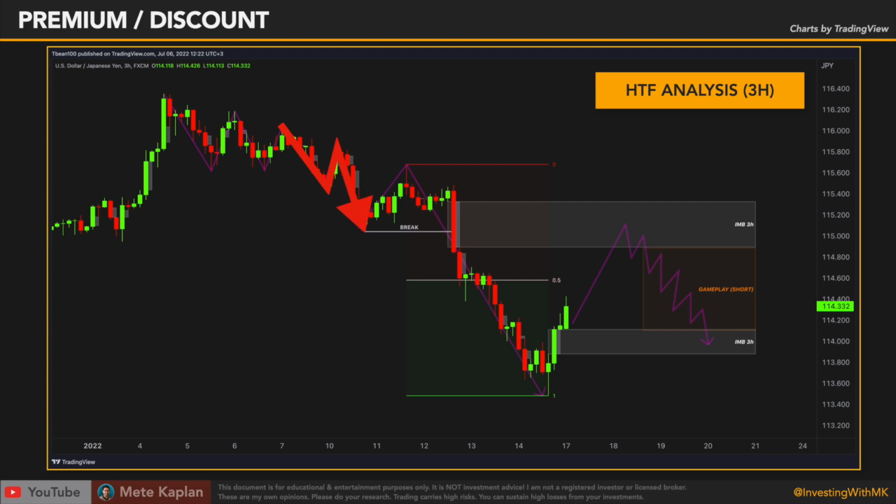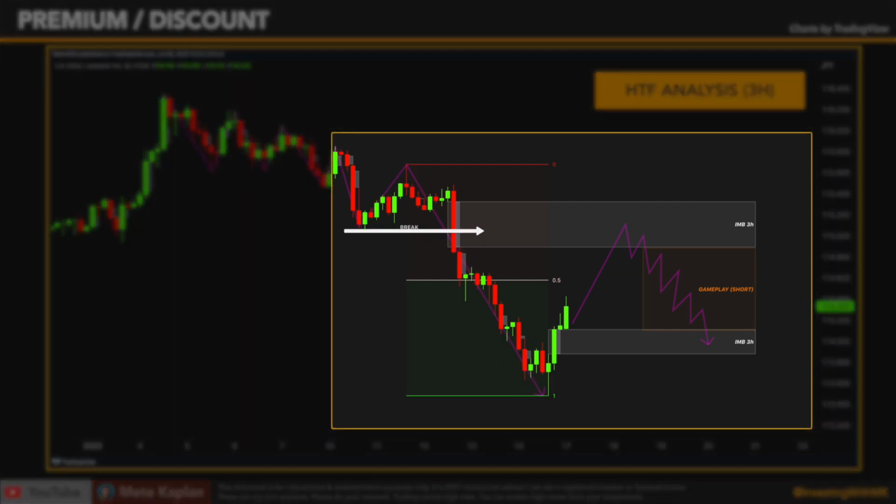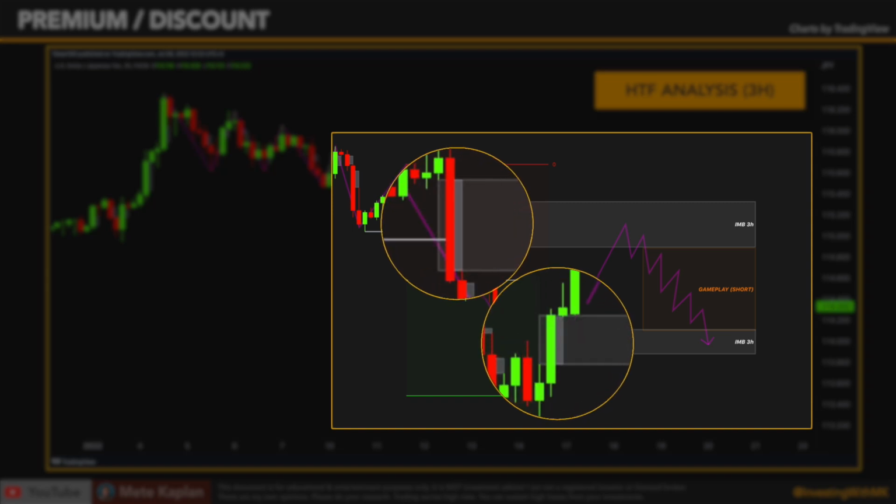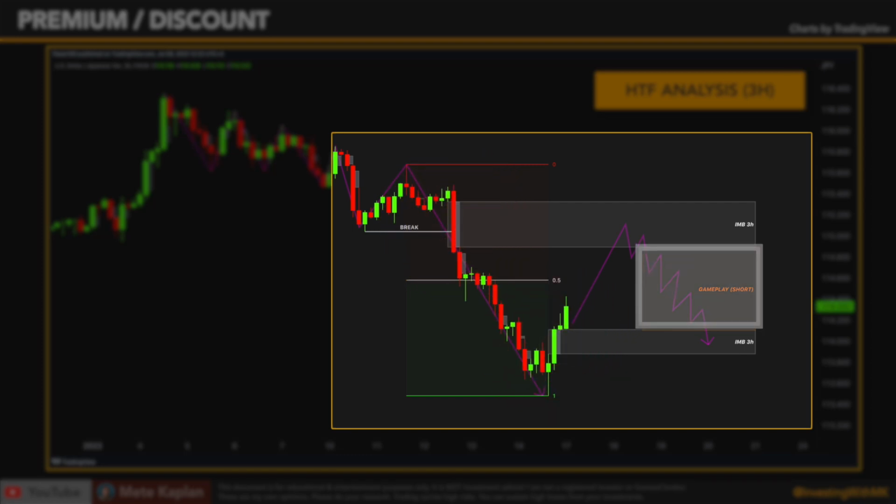Price is in a strong downtrend in the 3 hours time frame. A very strong and high quality break. I determine my premium and discount zones with the gain box. You can obviously notice the two giant imbalances. This is my gameplay area. This is where I'll be trading.